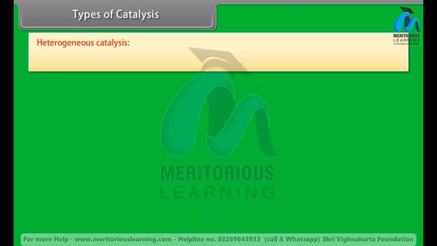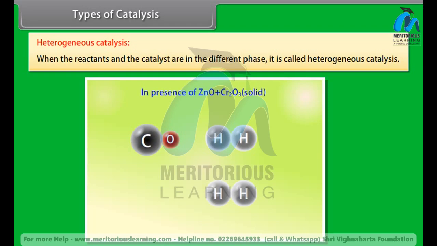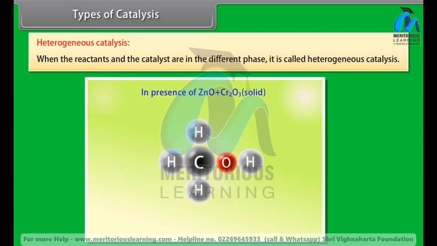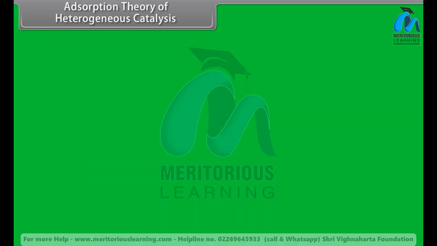Heterogeneous catalysis: when the reactants and the catalyst are in different phases, it is called heterogeneous catalysis. For example, manufacture of methanol from carbon monoxide and hydrogen using ZnO plus Cr2O3 as catalyst. Reactants are in gaseous phase and catalyst is in solid phase. Adsorption theory of heterogeneous catalysis.